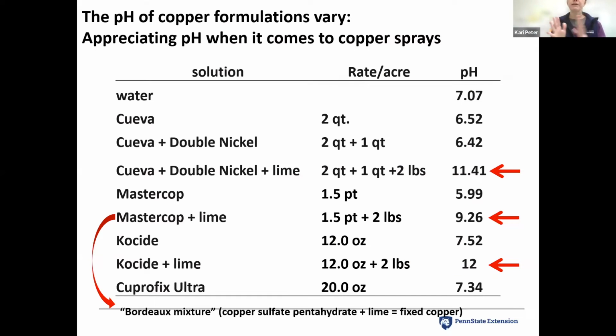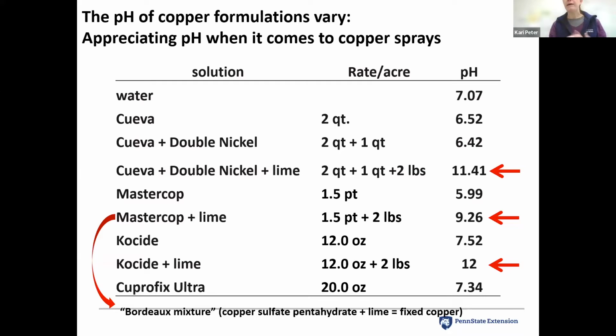Okay, so as far as pH, let's spend some time appreciating pH. We did a little experiment in my lab to get a better idea of the natural pH of some of these copper products when they're in our water. The water that we use to mix up our spray solutions is around 7. When we add Kocide, it drops a little bit to 6.52. Kocide plus Double Nickel doesn't really alter the pH all that much. There was some talk years ago about Double Nickel safening Kocide, but Double Nickel really doesn't alter the pH much.